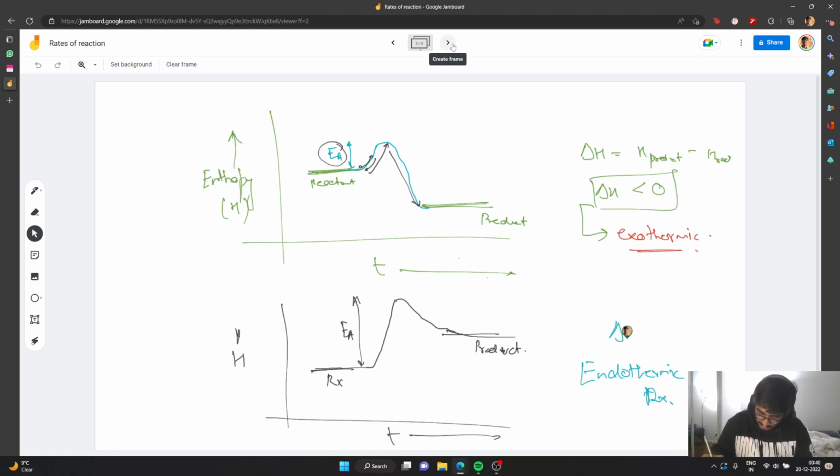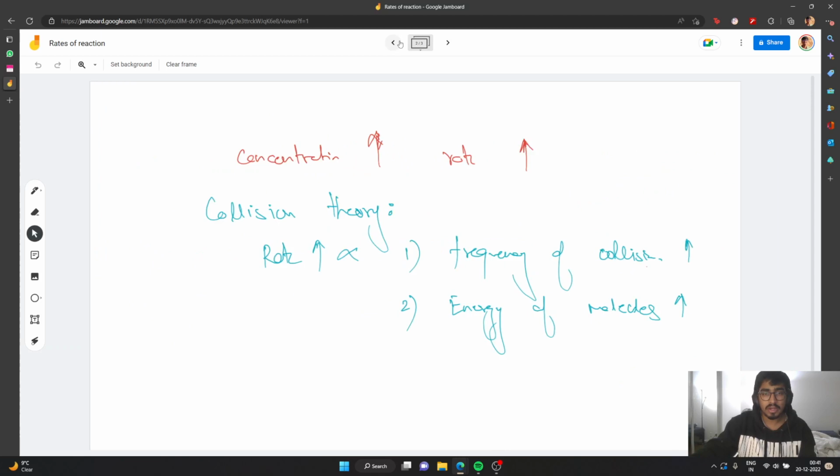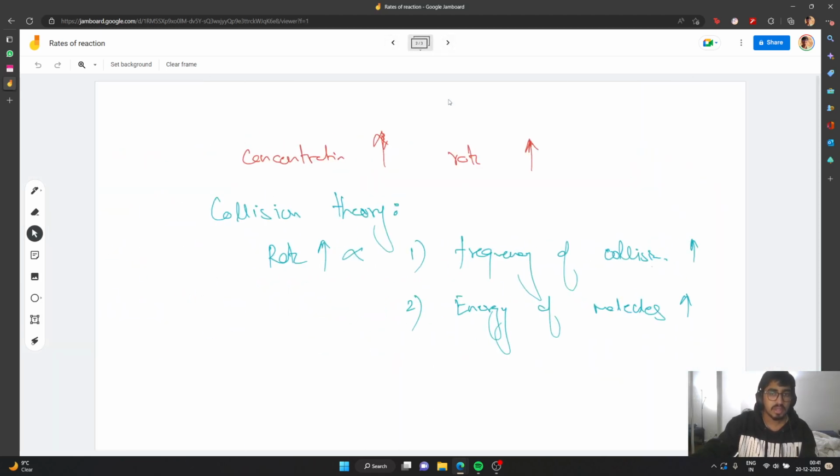In this case, delta H is positive. Just always remember these facts. This is delta H, which is positive. Here, this is delta H, which is negative. So you need to be able to identify what EA is, what delta H is in the diagrams first. This is the first step. Okay, so let's come back to this now that we understand this.